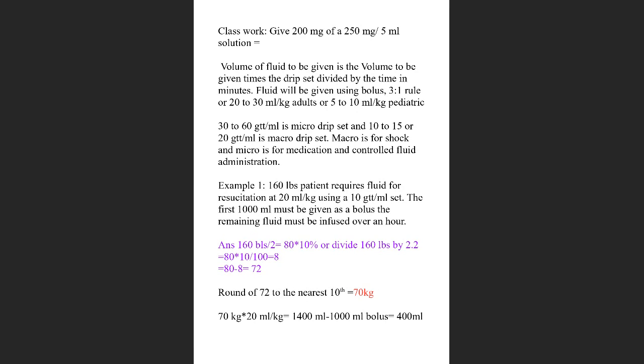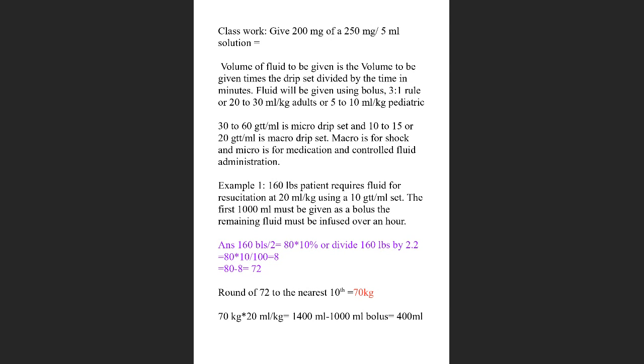So we have a 160-pound patient. Using the rule of 10, divide 160 by 2. That gives you 80. Then find 10% of that 80, which is 8. And then subtract that from 100, which gives us 72. 72 is less than 75, so we round it down to 70. It's easier to work with zeros when giving fluids. Right? So the patient is 70 kilograms.